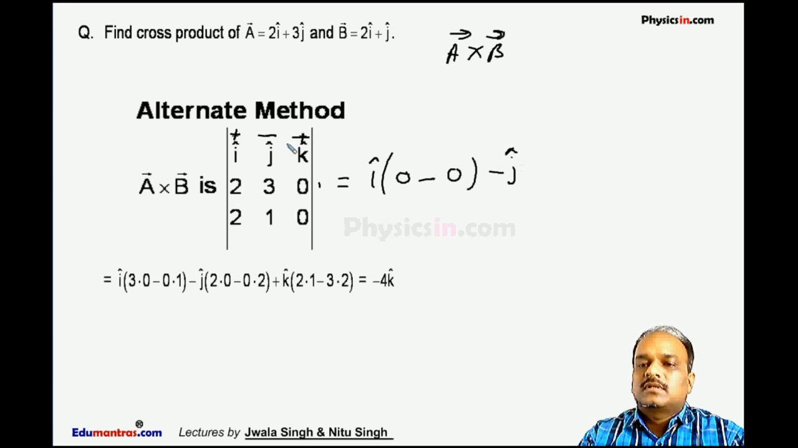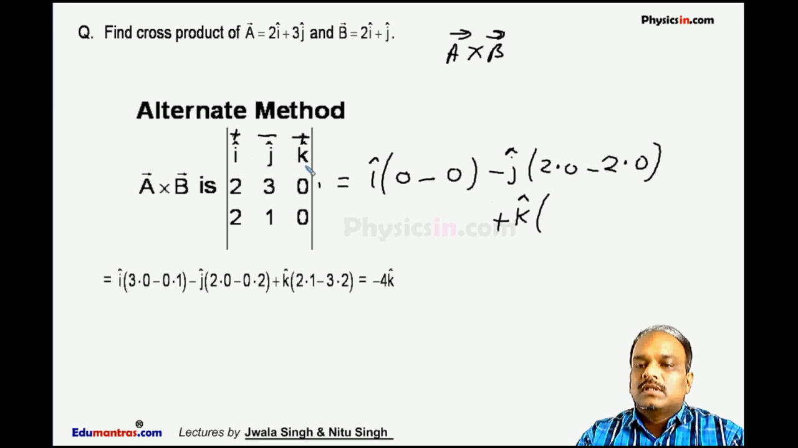Now if I take this one, I will leave this row and this column and take the remaining ones: 2 into 0 minus 2 into 0. Now it is plus, so it is plus k cap. Leaving this row and this column, we get 2 into 1 minus 3 into 2, that is 6. So this comes out to be minus 4 k cap. This is the answer. This is the determinant method which we will use.